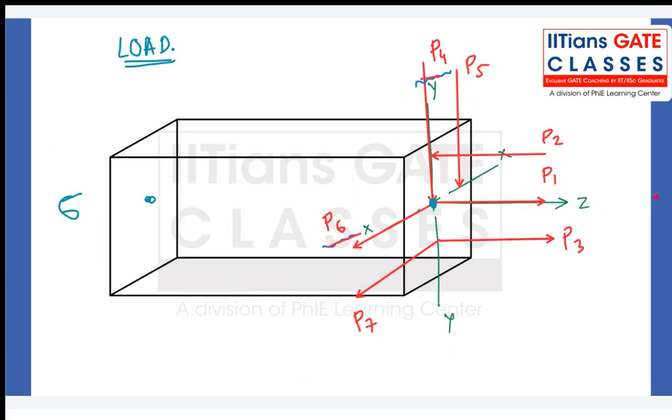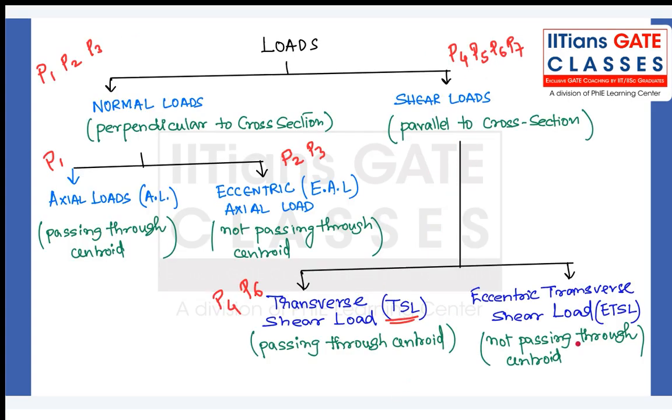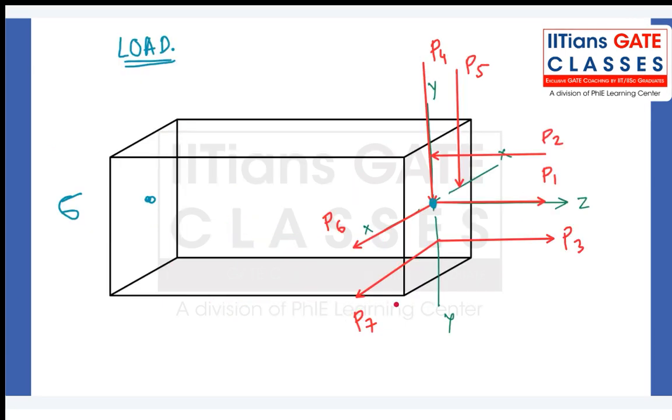4 and 6. Now, which of the following are not passing through the centroid? Shear load, but not passing through the centroid means ETSL, eccentric transverse shear load. Can you look at it and tell me which of them are ETSL? They are shear, but not passing through the centroid, away from the centroid. Very nice, Sanjay, fantastic. P5 and P7.